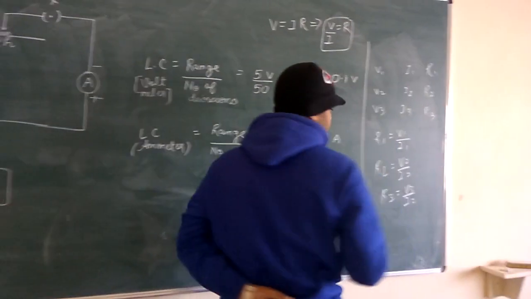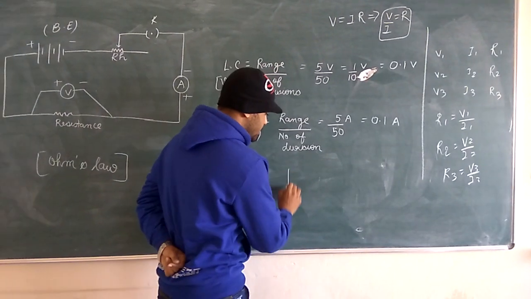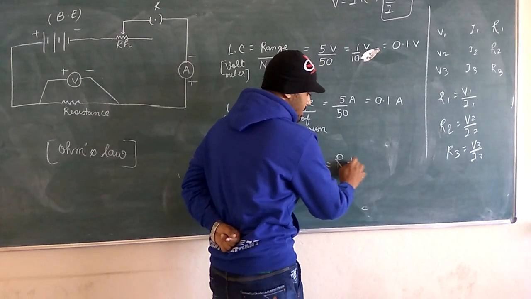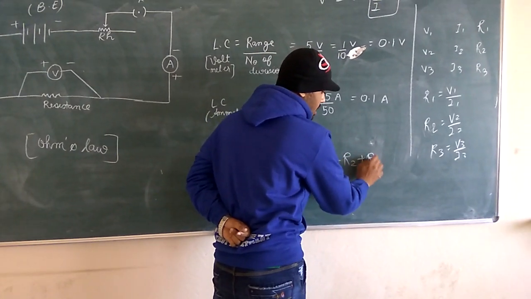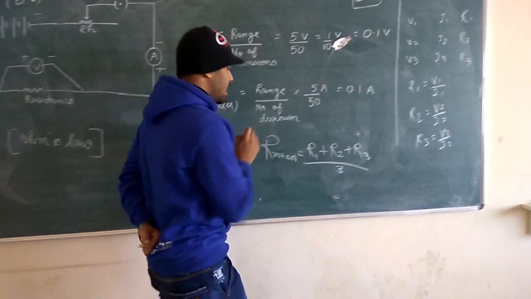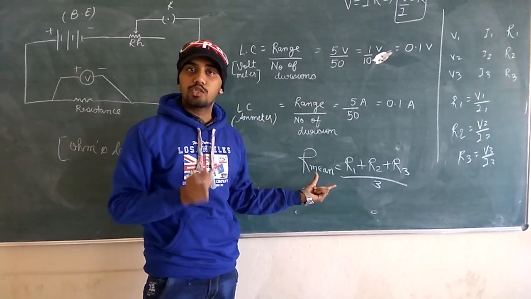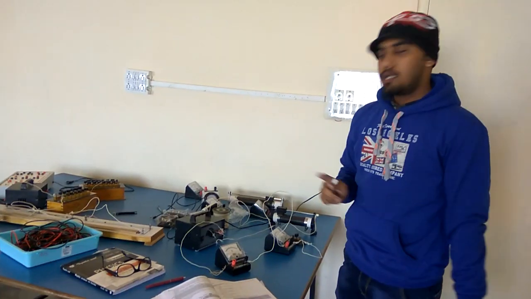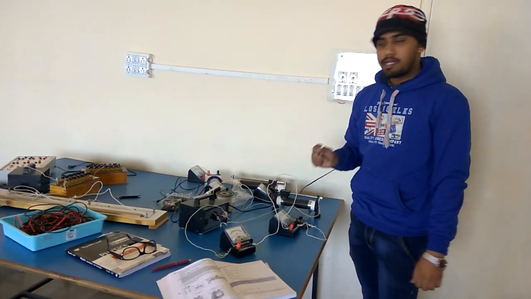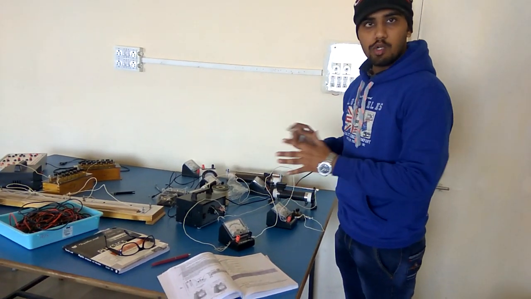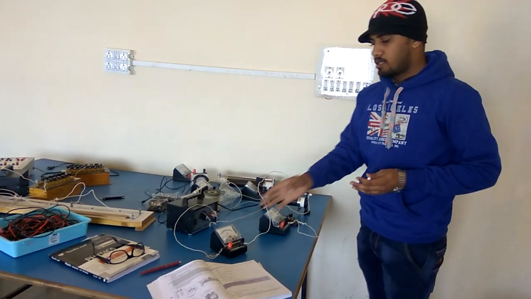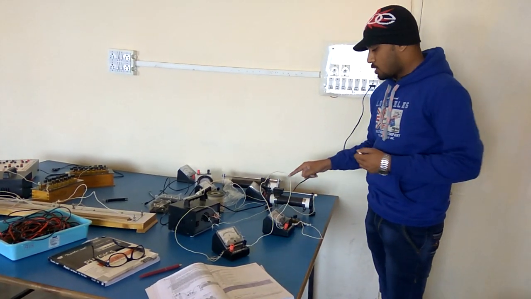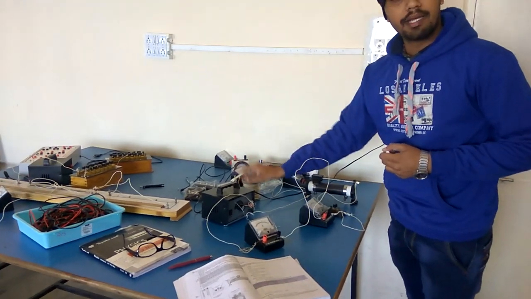Then we take the mean of the resistance. R mean is R1 plus R2 plus R3 upon 3. That will give the value of the resistance of that wire. Now we have started. That is basically an arrangement of Ohm's law. Here we have considered a voltmeter, ammeter, one-way key, rheostat and battery eliminator.